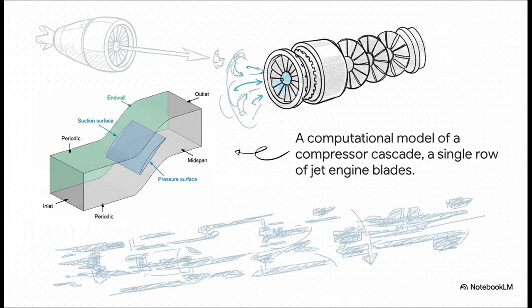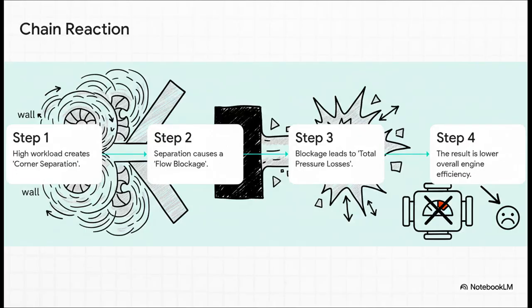Now, the goal is always to make engines lighter, which means using fewer rows of blades. But if you do that, each row has to work way harder, and that creates a huge aerodynamic headache. So here's the disastrous chain reaction. The workload gets so intense that the air literally separates from the surface, right where the blade meets the engine wall. This corner separation is like a clog in a pipe. It creates a flow blockage. That blockage causes a massive drop in pressure, and that just absolutely kills the engine's efficiency.